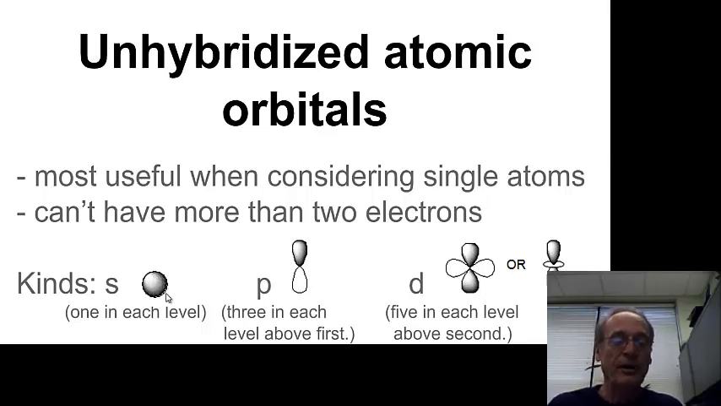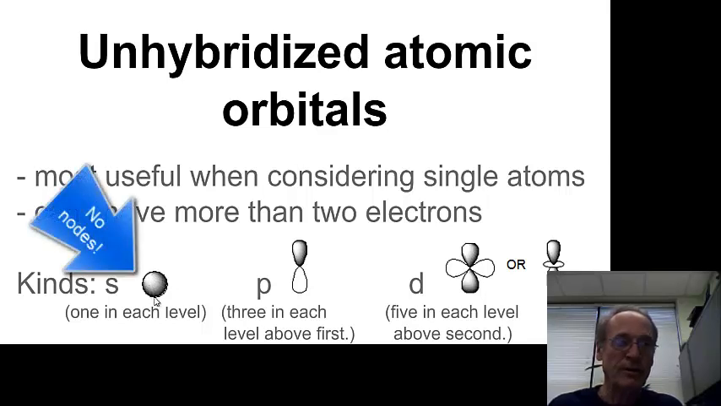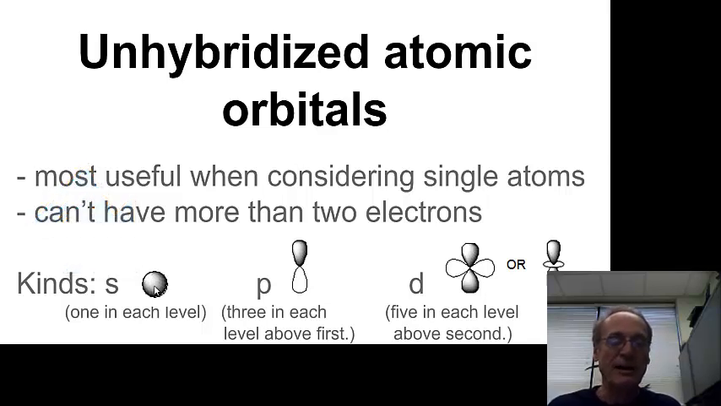Now also notice about the s that it's a single lobe. It doesn't have any parts. So it's either a positive or a negative phase, but it doesn't have both. And there are no nodes in here because there's no dividing line within it.